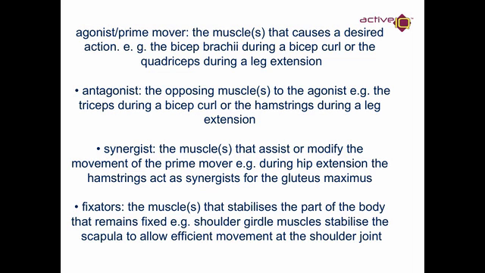Then I have fixators. Fixator muscles are muscles that stabilise part of the body that remains fixed. For example, shoulder girdle muscles stabilise the scapula to allow efficient movement of the shoulder joint. So the muscles in the shoulder girdle work to stabilise the joint, and the scapula in particular, which is the shoulder bone. They keep that nice and still so that we can have efficient movement at the shoulder joint. So we have agonists, antagonists, synergists, and fixators.